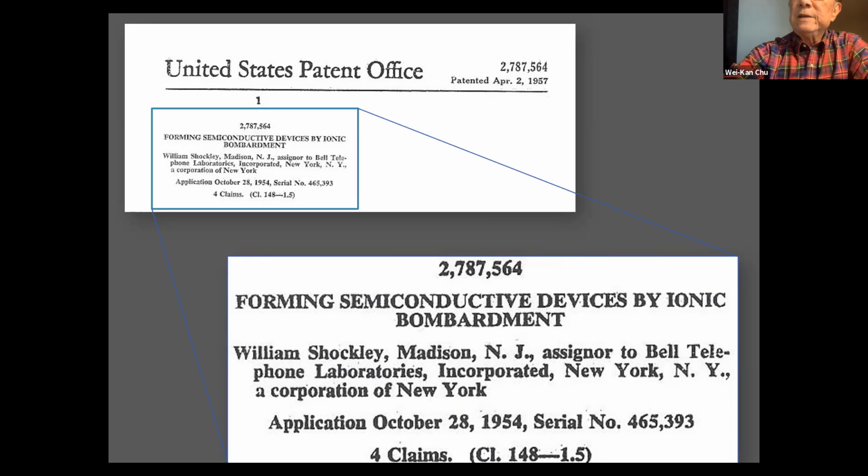So in 1957, he filed this patent. This is the first idea about using implantation to make semiconductors.